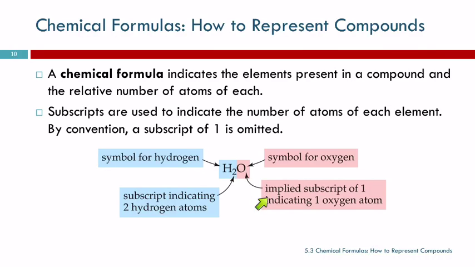Here's another case where chemists don't seem to like writing the number 1. We figure, well, I wrote the O. That tells you there's oxygen. If there was more than 1, I'd put a number there. And if there was no oxygen, I wouldn't have put the symbol. So I'm going to save myself the trouble of writing the 1. So H2O means 2 hydrogens, 1 oxygen.